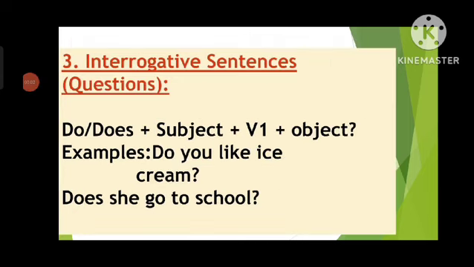Next, third one is interrogative sentences. It's question sentences also. First of all we use do or does plus subject plus V1 plus object. Important rule of this sentence is, if the subject is he, she or it, use does. If the subject is I, you, we, they, use do. Examples. Do you like ice cream? Does she go to school? So, do and does. You know that for a singular person we use does. For plural, we use do.